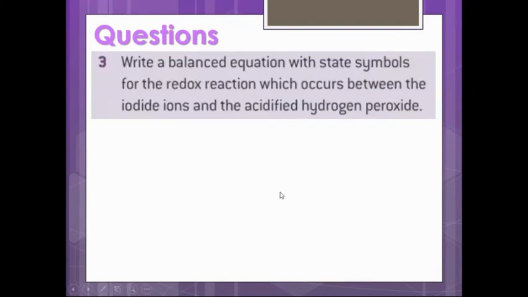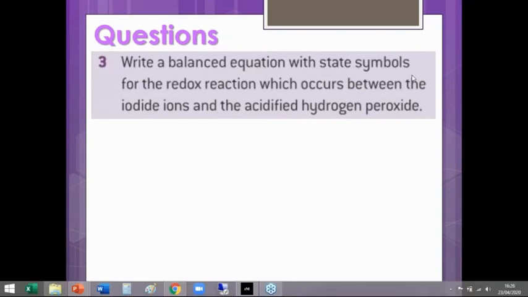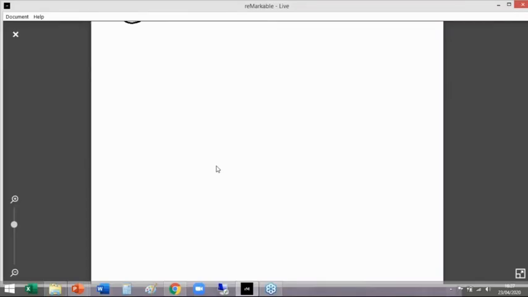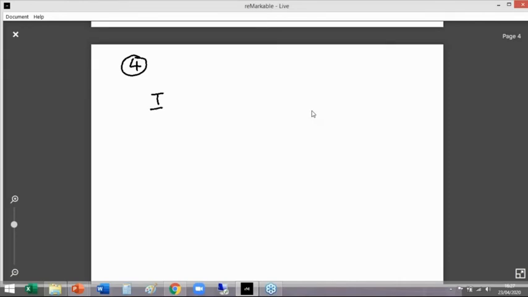Question three, balanced equation with state symbols for the redox reaction between the iodide ion and the acidified hydrogen peroxide. Okay, so what have we got? We have got iodide ion. So iodide is I minus, reacting with hydrogen peroxide, which is H2O2.